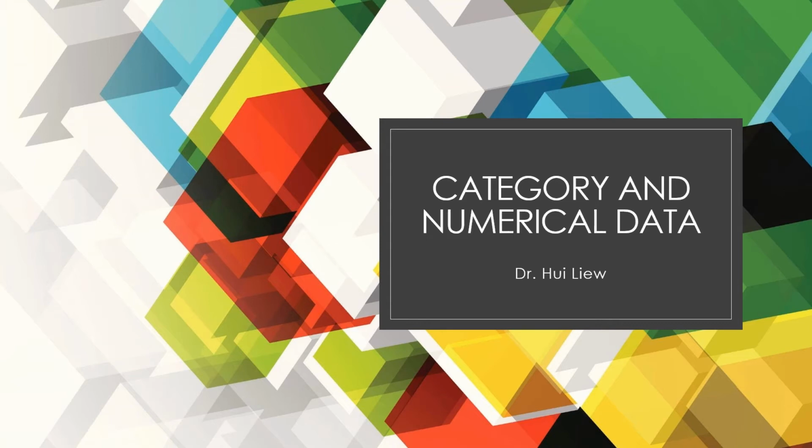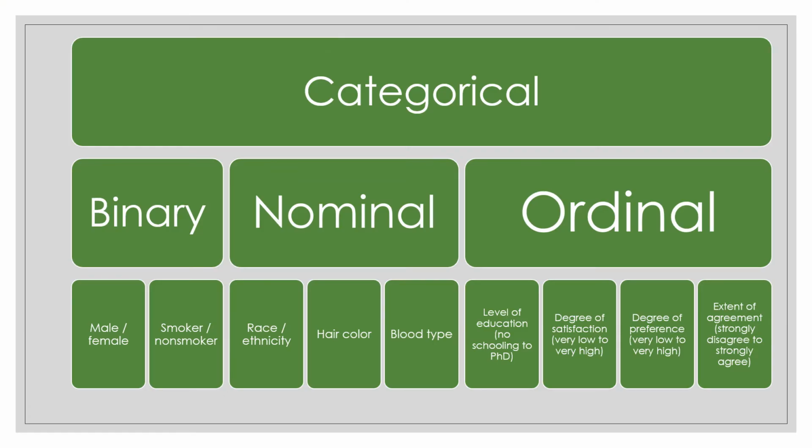In general, variables can be classified into two broad categories, and we can think of variables as data, and you will know why when I show you some examples later. So, there are three subcategories under categorical variables. We have the binary variables, we have the nominal variables, and we have the ordinal variables.